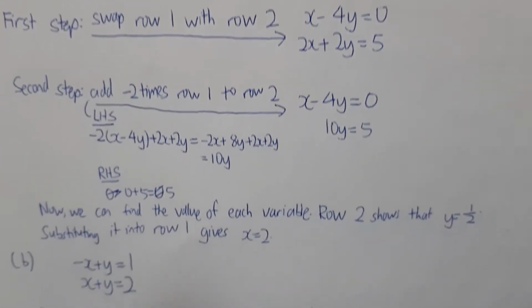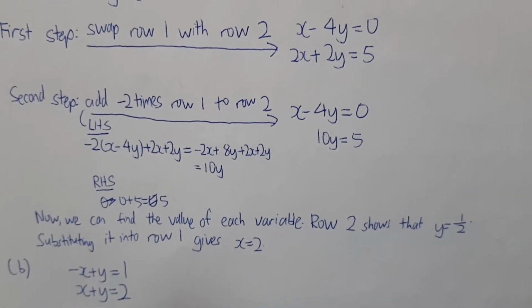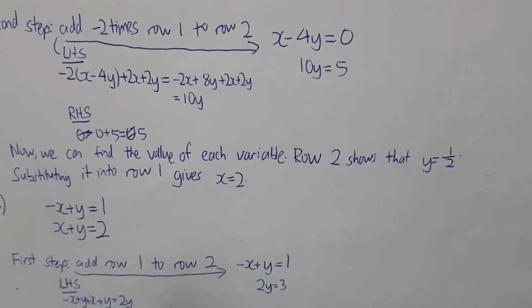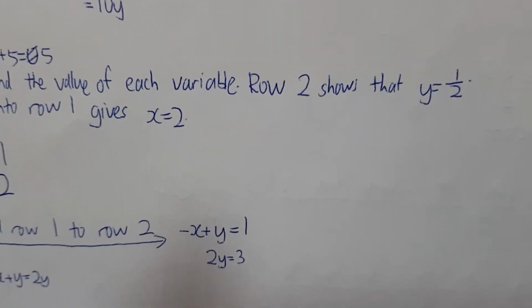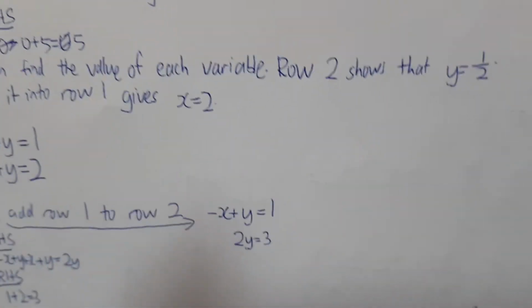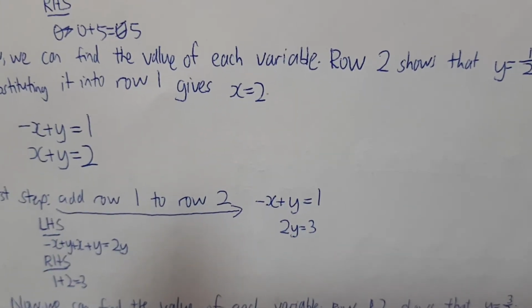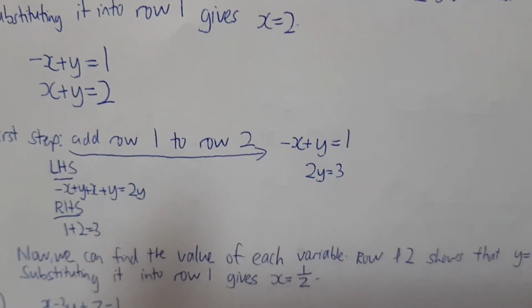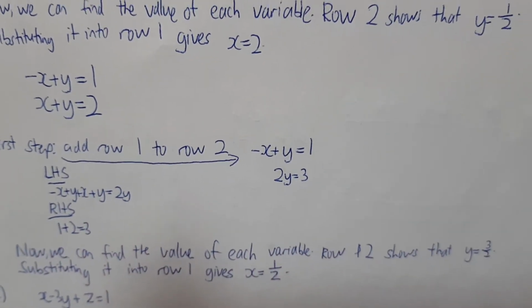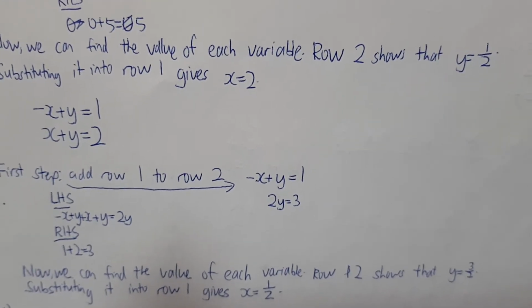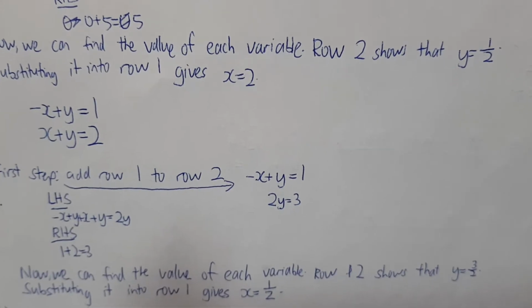The same goes for the second one. For this one, I eliminate the x variable. I add row 1 to row 2, hence giving me this equation, x plus y equals 1. From here, I transform to here. So this is how the left hand side and the right hand side work, and I can find the value of each variable. Row 2 shows that y equals 3 over 2, and substituting into row 1 gives me x equals half.